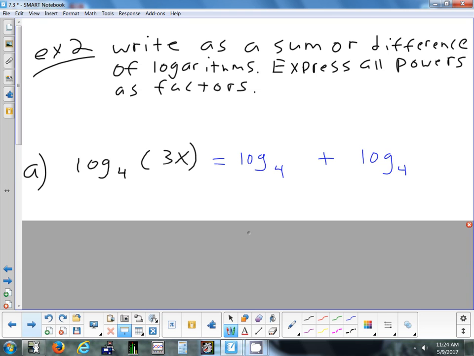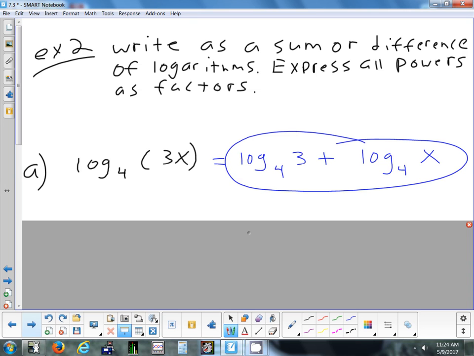Okay, Kristen, what's going to be my first argument? First argument is my first factor, 3. Jocelyn, my second argument? X. And that's it. That's how you take that log and break it apart into 2 pieces. Questions on that?